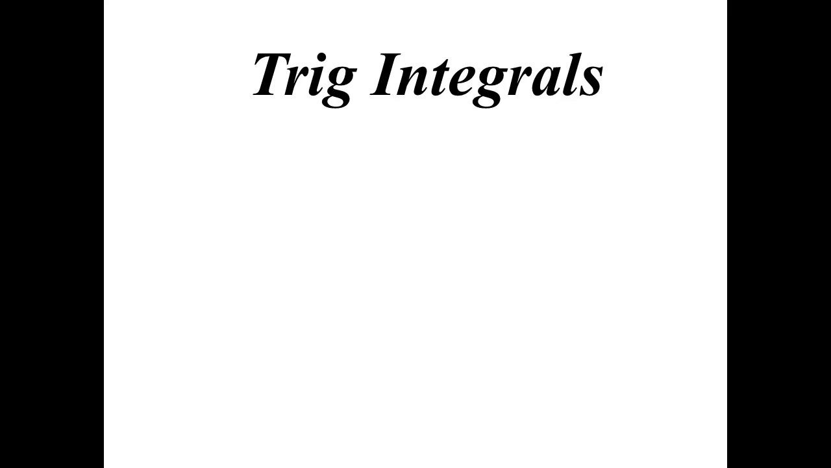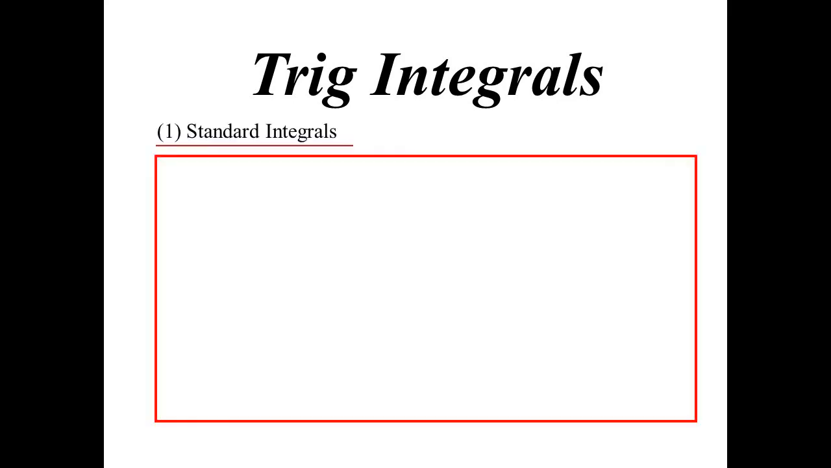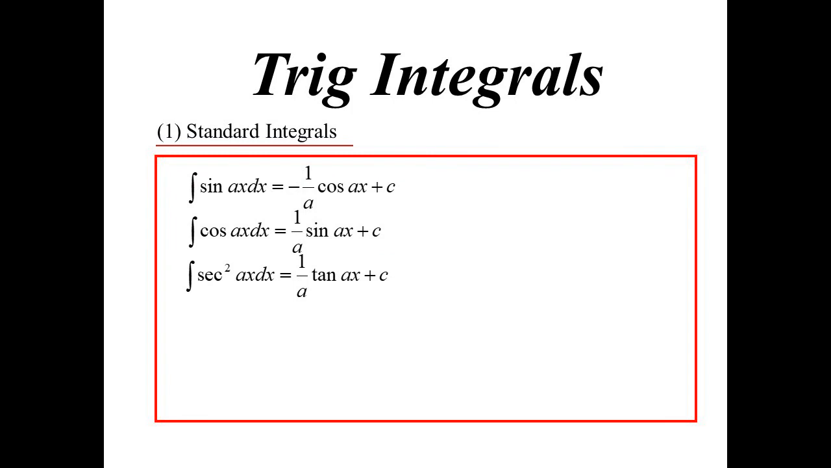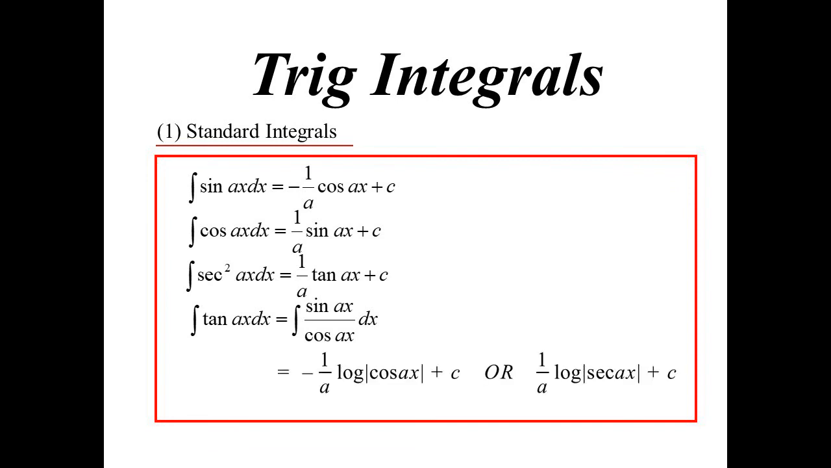Trig integrals. We can start with the basic ones we already know. So there's the standard integrals. Sine goes to minus cos, cos goes to sine, sec squared goes to tan. So they're the three very basic ones. But then we said, oh, well, look, tan, we may as well remember it's minus the log of cos or log of sec, whichever you prefer.